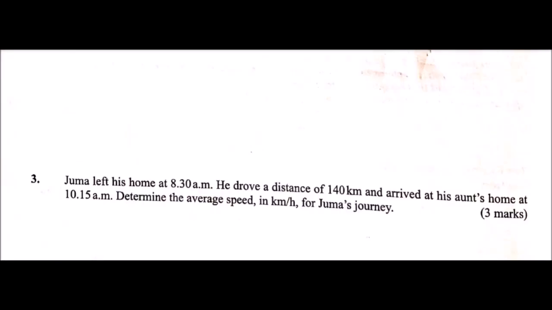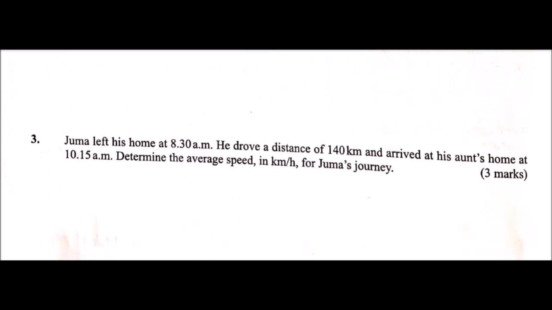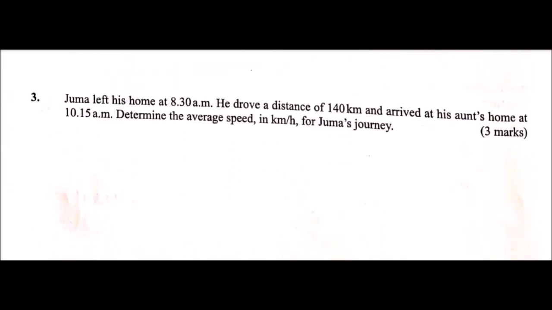So this is just a sample of how I have worked out the 2019 KCSE paper 1, and I'm working now on paper 2. So we have number 3. The question was that Juma left home at 8 a.m. He drove a distance of 140 kilometers and arrived at his aunt's home at 10:15 a.m. Determine the average speed in kilometers per hour for Juma.